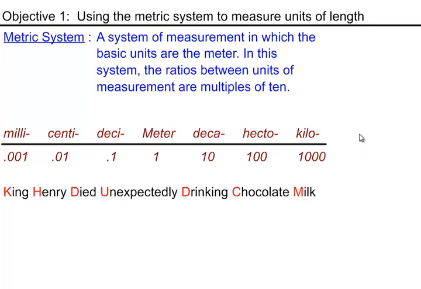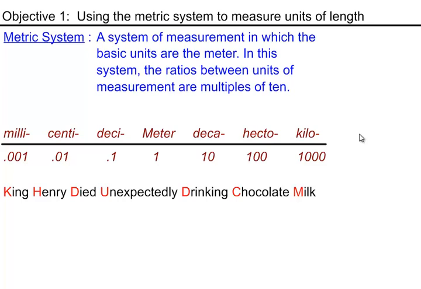The metric system is a system of measurement in which the basic unit is the meter. In this system, the ratios between the units of measurement are multiples of 10. What makes the metric system really nice is it's just like the decimal system. All you're doing is going up or down by 10, and that's it. So it makes things a lot easier to remember.